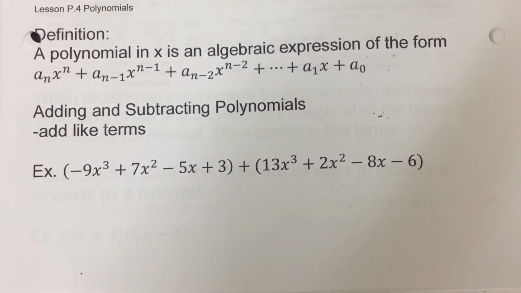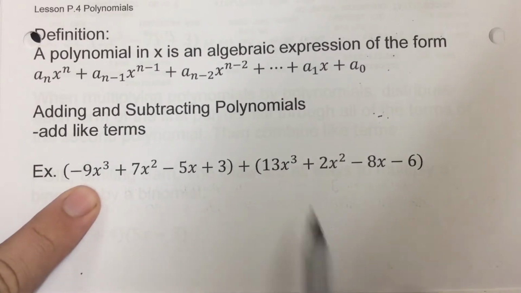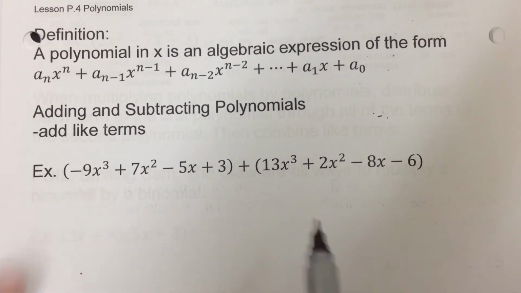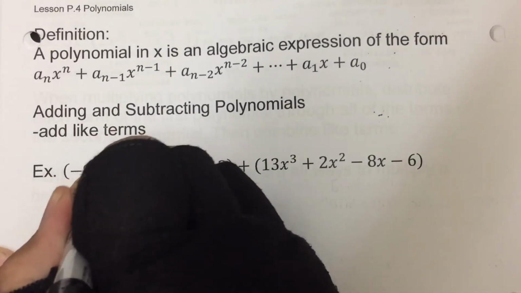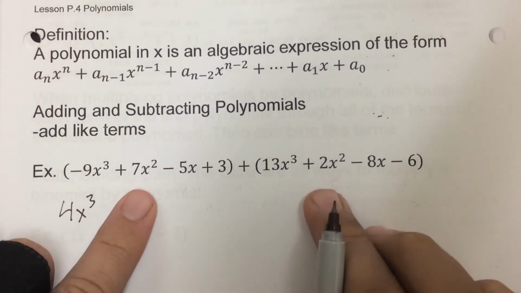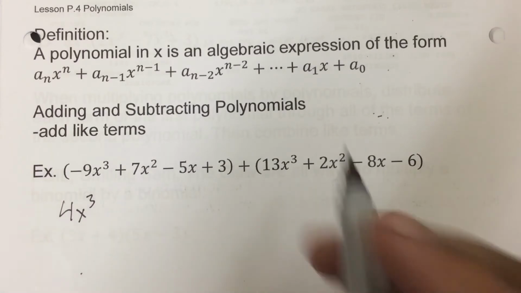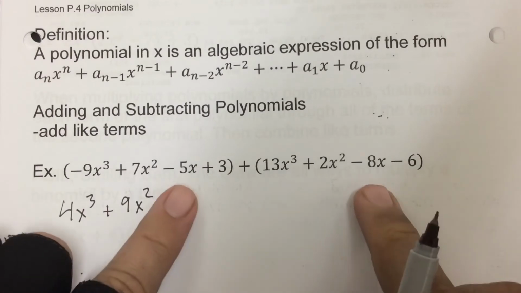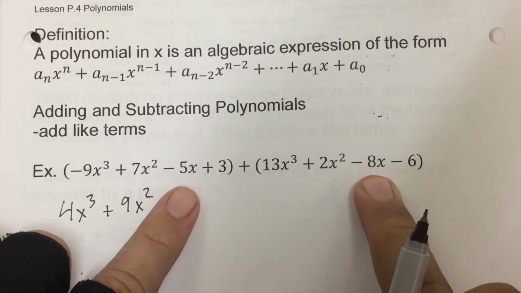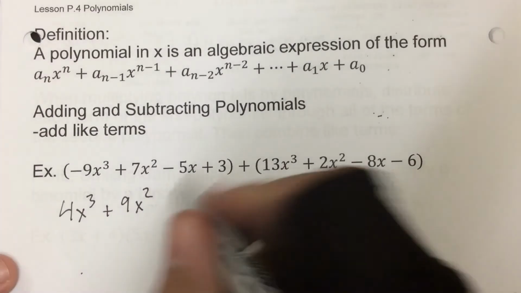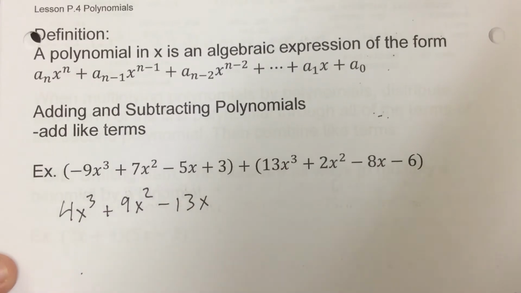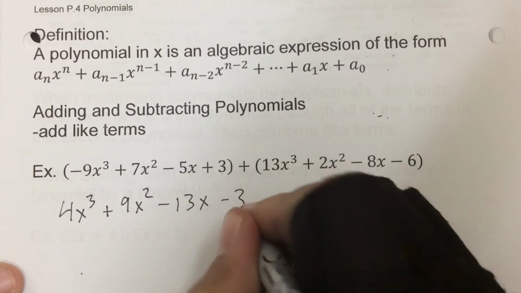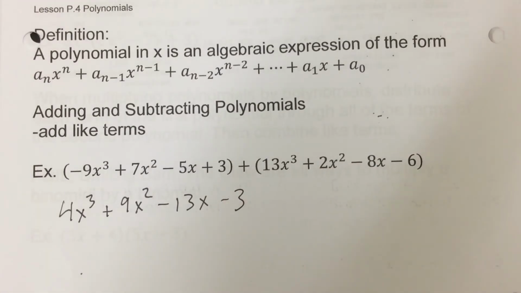put like terms together, so we have a negative 9x to the third and a 13x to the third. What would that make? 4x to the third. If we have 7x squareds and 2x squareds, we get? So it's positive, so plus 9x squared. Negative 5x and negative 8x make? Negative 13x. And 3 and negative 6? Negative 3. So just putting like terms together.